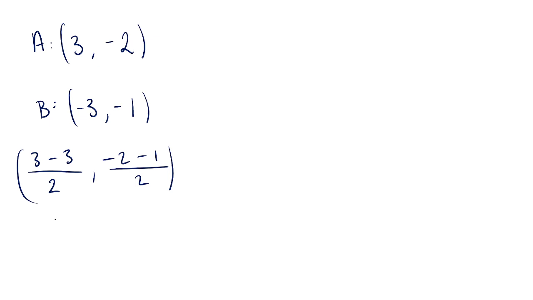3 minus 3 is 0. 0 divided by 2 is still 0. And then negative 2 minus 1 is going to be negative 3. And negative 3 divided by 2 is going to be a fraction like this. I can't evenly divide negative 3 by 2.